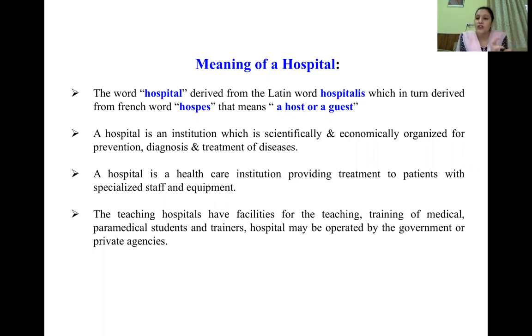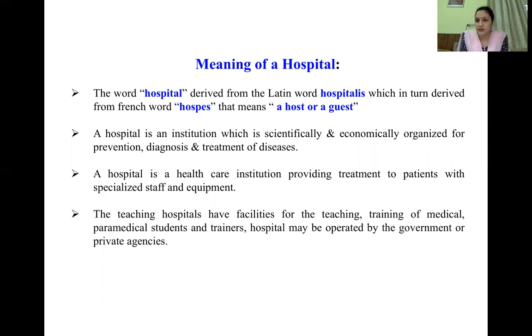So how do we define hospital? Hospital is an institution which is scientifically and economically organized for prevention, diagnosis, and treatment of diseases, where we prevent the disease, we diagnose the disease, and finally treat it. So basically, hospital is a healthcare institution which provides treatment to patients with a specialized staff of physicians, doctors, nurses, and various equipment.